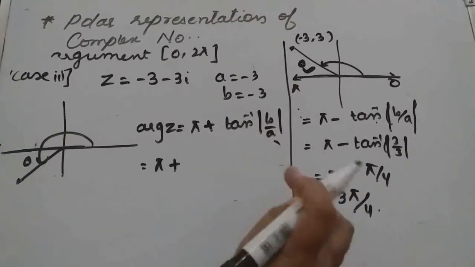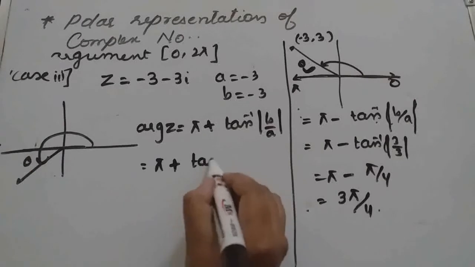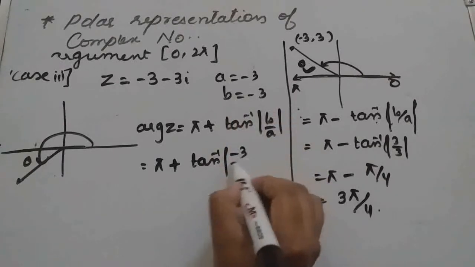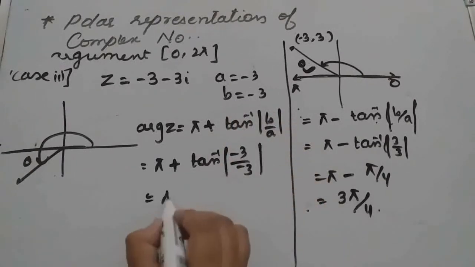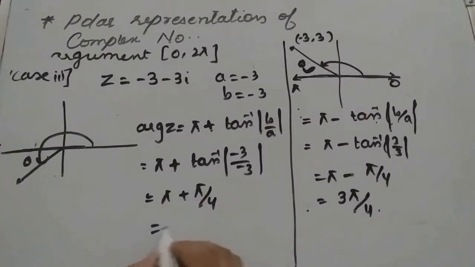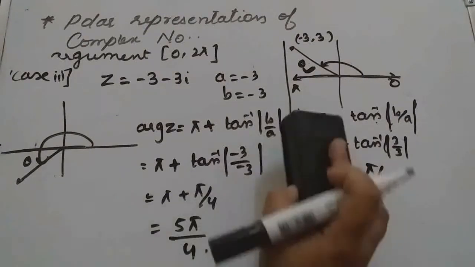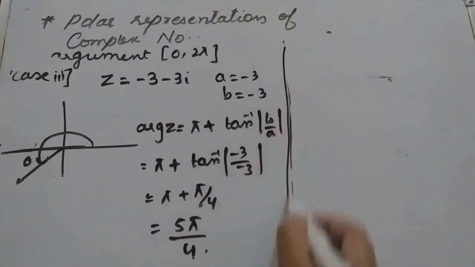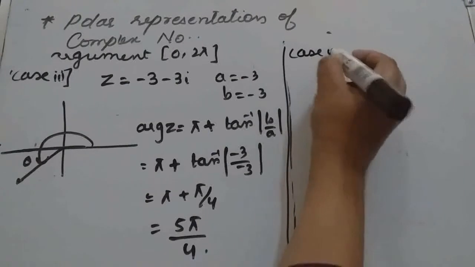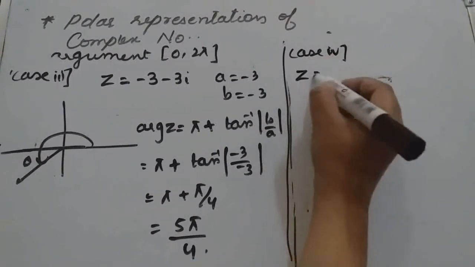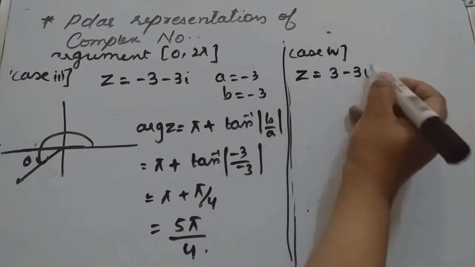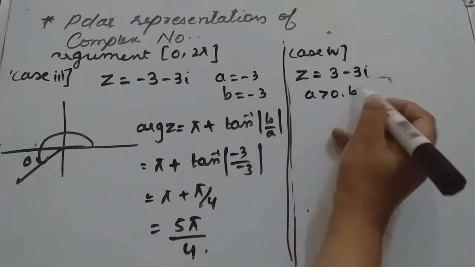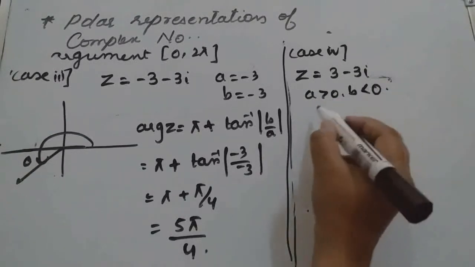So pi plus, here minus 3 by 3, that will be 1. So pi plus pi by 4, that is 5 pi by 4. Now next, case 4. Case 4 means Z is 3 minus 3i. A is positive and B is negative. That is in the fourth quadrant.